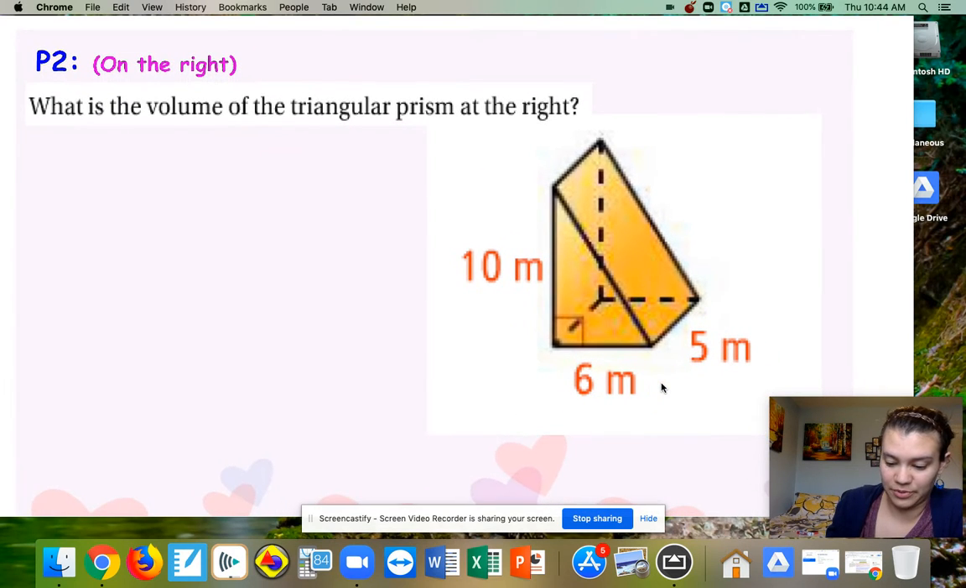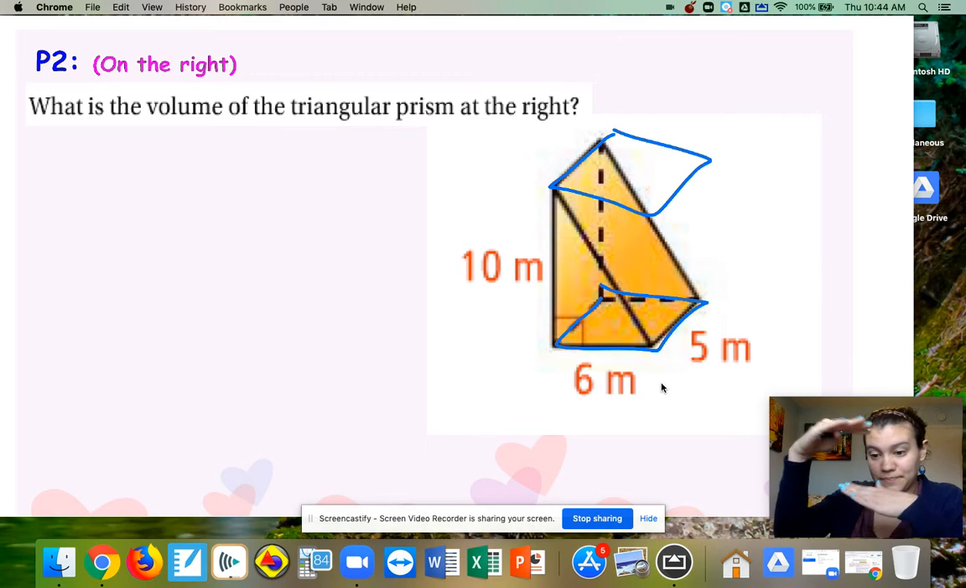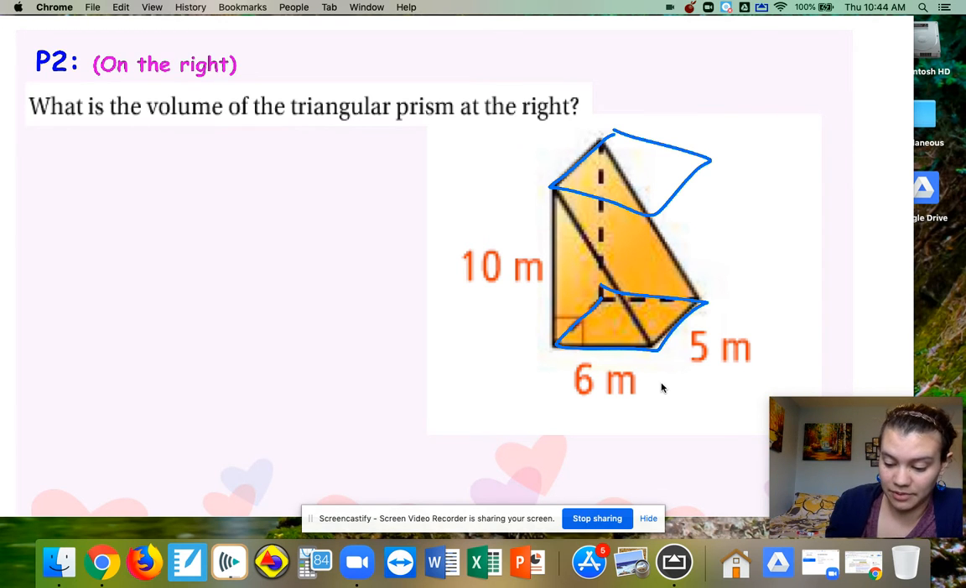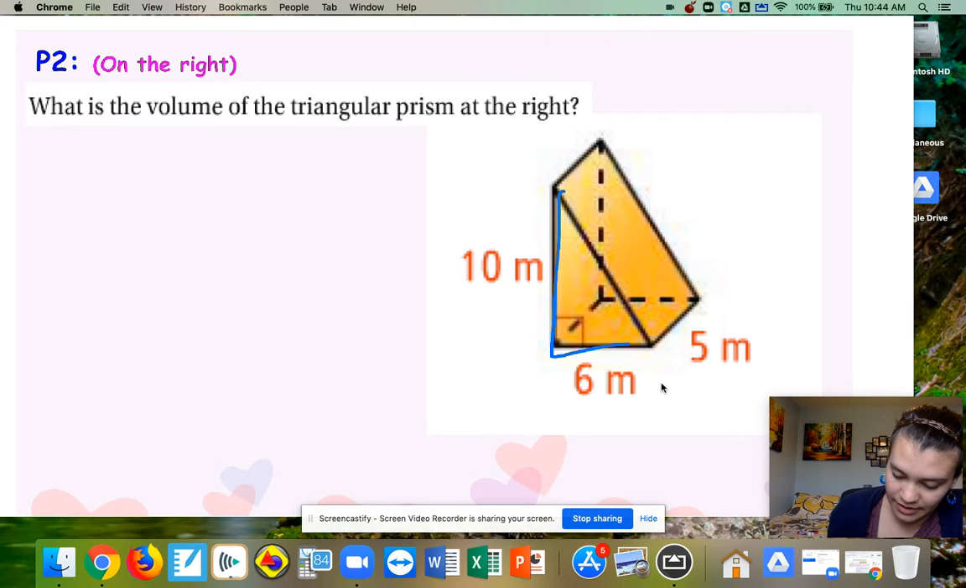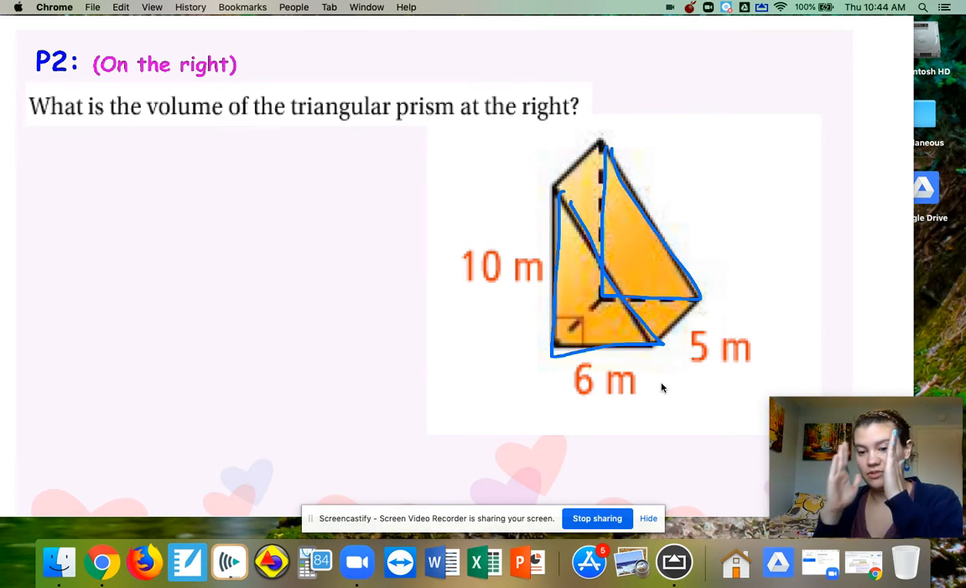All right, so I have a triangular prism. This one's a little bit different. So here, it would be tempting to say this is the base. That's not correct because there's no parallel base at the top, so that can't be your base. The base is going to be this triangle because we have another triangle that's parallel to it. So they're parallel like this. So even if it's not up and down, you want the two that are parallel together.